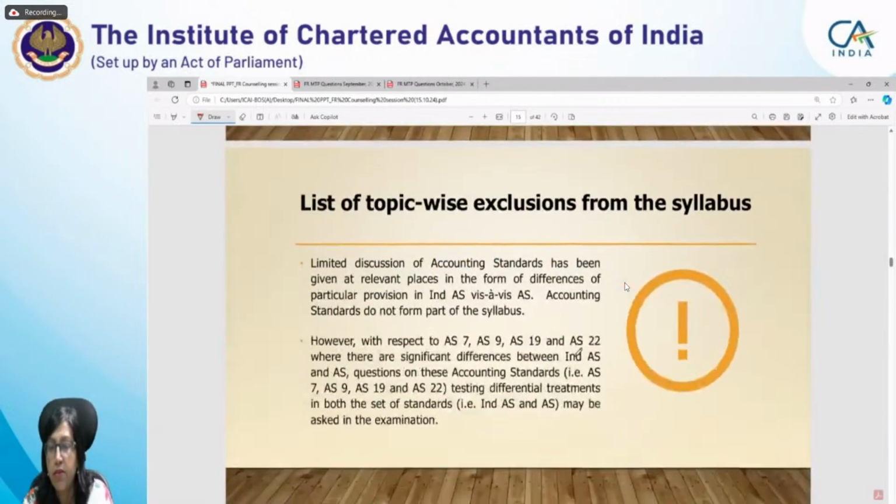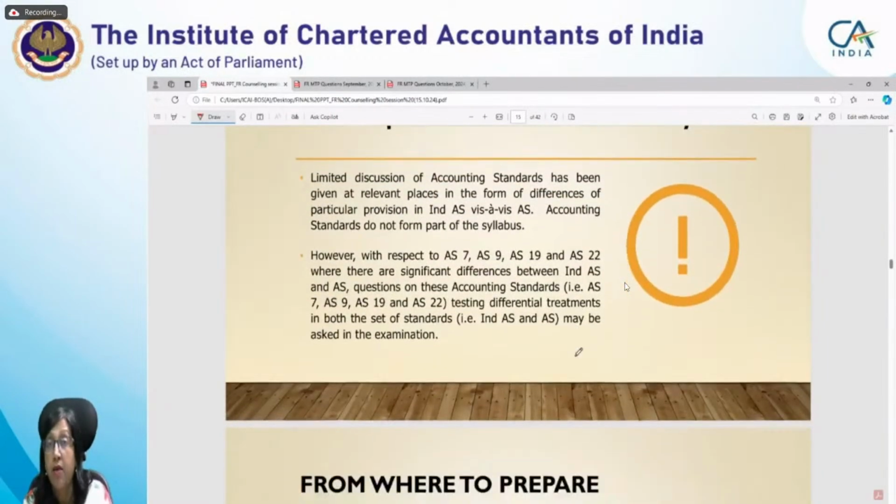Okay, this was a list of topic-wise exclusions. One important aspect which you have to take care of is that any difference between accounting standard and Indian accounting standard, most probably on AS 7, 9, 19 and 22, a question may be asked on this particular aspect of differences.